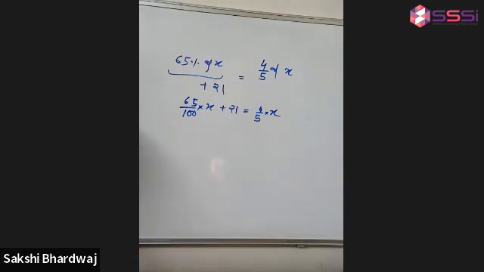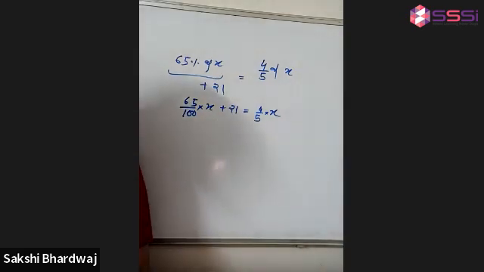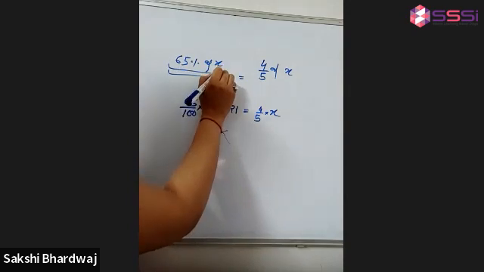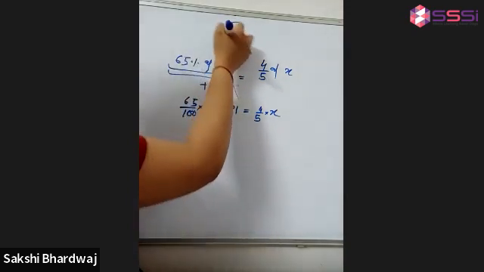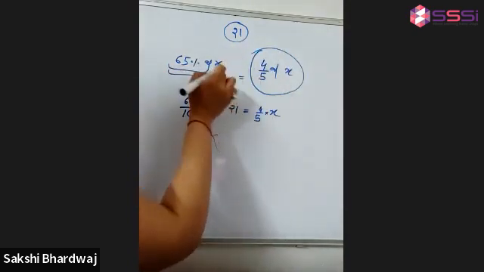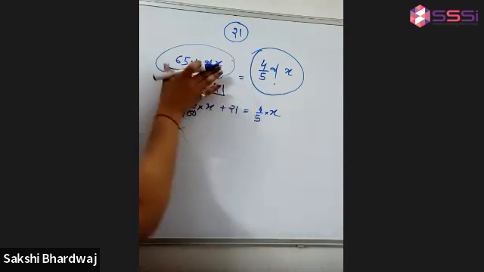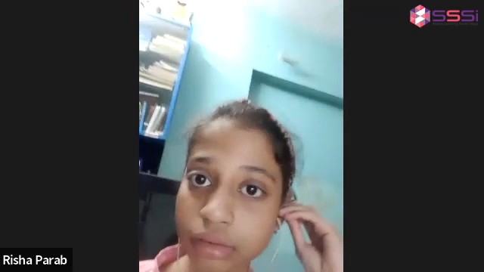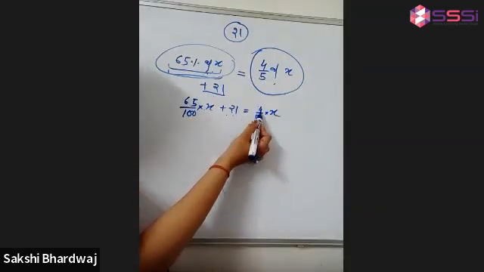But how did you get that? Read the statement again. 65% of a number is 21 less than 4/5 of the number. I am saying this one is 21 less than this one. If I add 21 to this, they will become equal. So 65% of x plus 21 equals 4/5 of x.